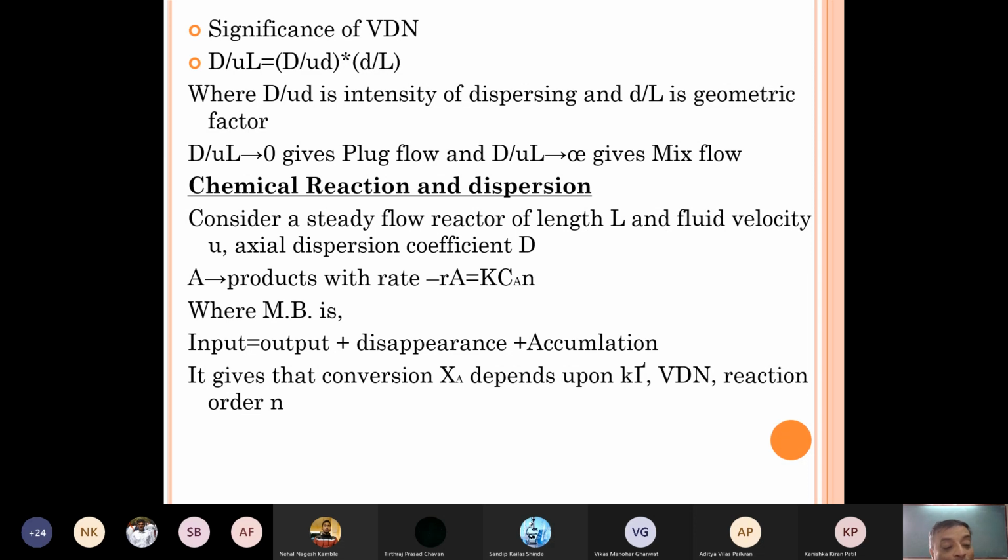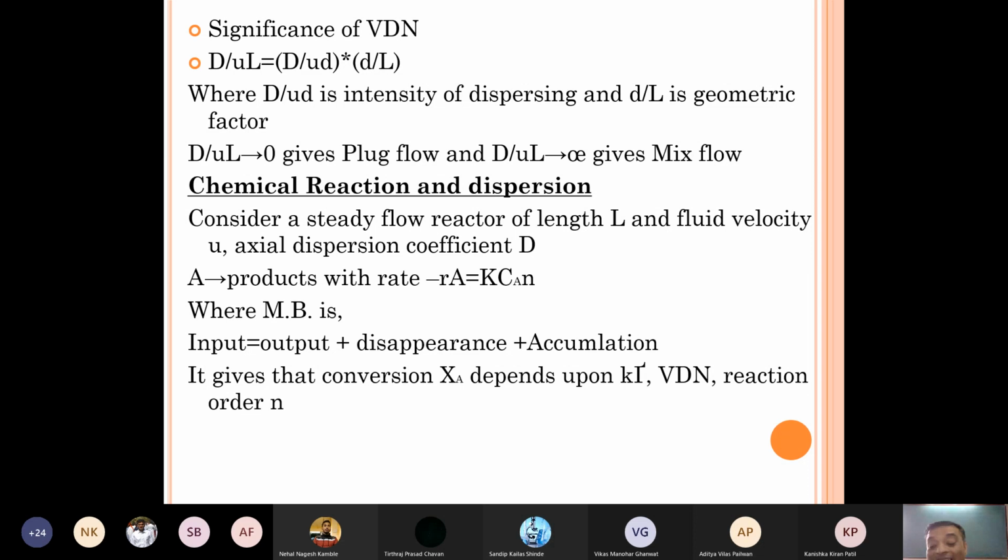Okay, so it gives that conversion X_A depends upon k tau, vessel dispersion number and reaction order. ही सगळ्यात शेवटची लाईन आहे. ह्याच्यामध्ये derivation आहे. Derivation मी घेणार आहे, पण त्याच्या अगोदर फक्त एवढं सांगतो. At the end of this topic, we are getting one equation after the derivation.